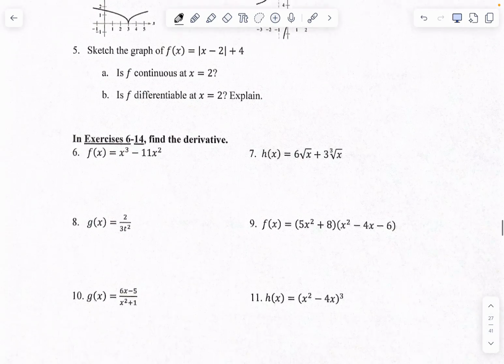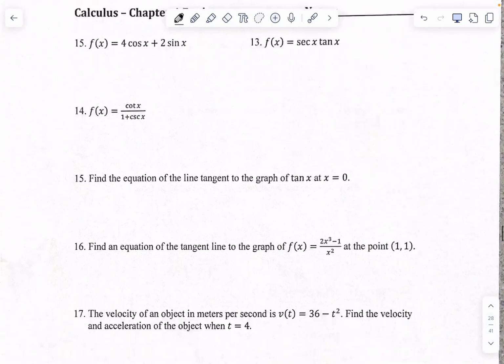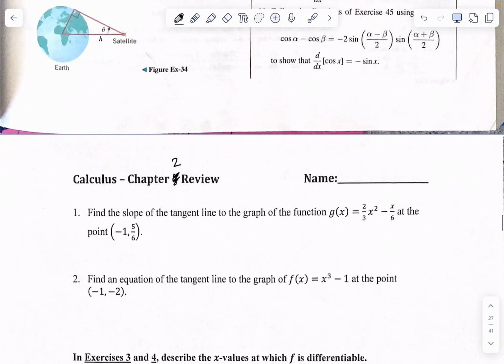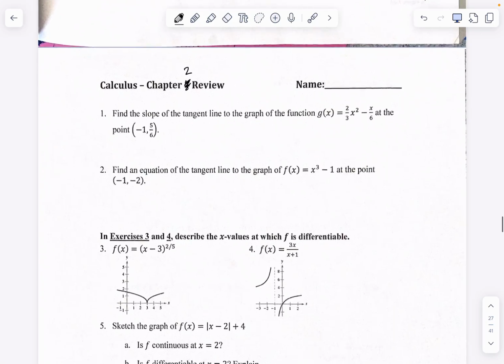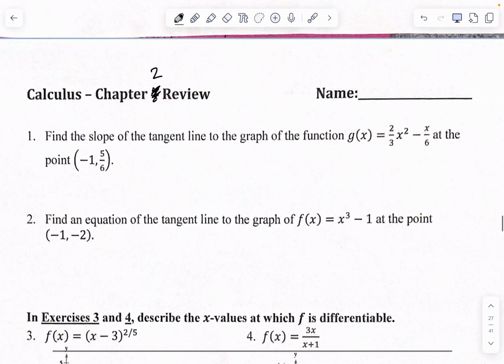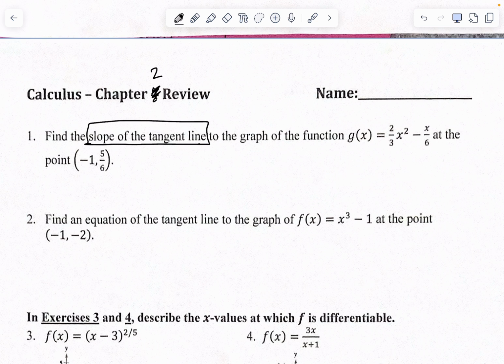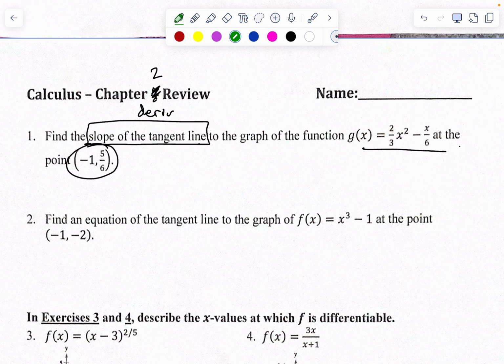Shall we do a few things on here? Let's see if we get through a few. We can do 1 through 4. Find the slope of the tangent line. That's saying find the derivative of this function at this point. So where shall we start? Plug in negative 1 for x? I don't want to do that. I forgot how to do this. Find the derivative at that point.